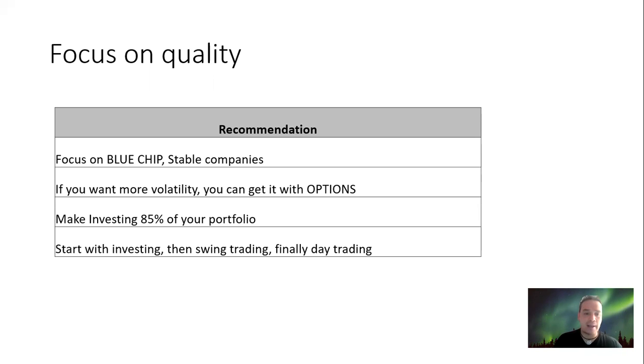And finally, I would suggest making investing 85% of your portfolio. The rest can be day trading, the rest can be swing trading, and that's great. But because of the safety net that you get from investing, I would say make 85% of your portfolio investing. Start with investing, get comfortable, get a feel for it. Then you can move on to swing trading and finally day trade. But day trade with a very small amount. And once you start to feel comfortable there, you can start increasing that amount. Think of it as a marathon. It's not a sprint, right? There's no rush.